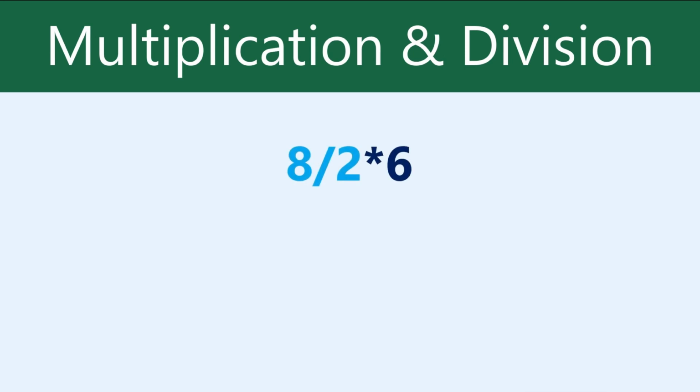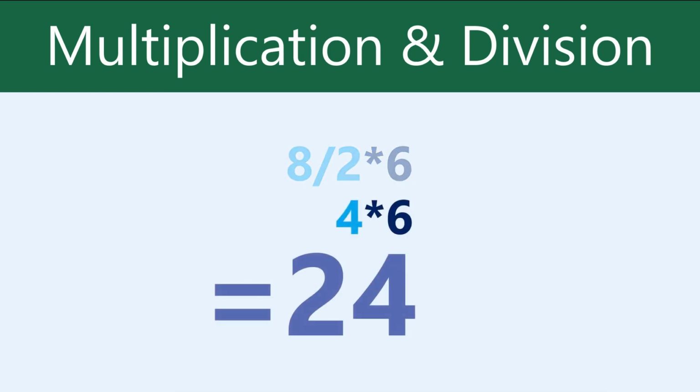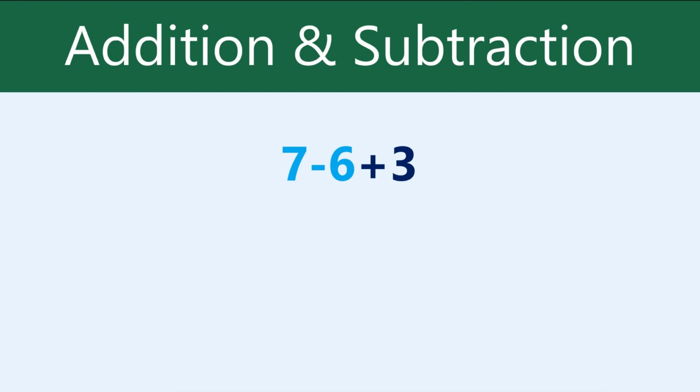Now multiplication and division are considered to be on the same level. That means if you have both of them in your formula, they're calculated from left to right. In this example, we'll do the division first, and then the multiplication. If we wanted the multiplication to happen first, we could just put it in parentheses, or we could rearrange the formula so the multiplication was on the left. Finally, we have addition and subtraction. Just like multiplication and division, these are on the same level, so we'll calculate them from left to right.